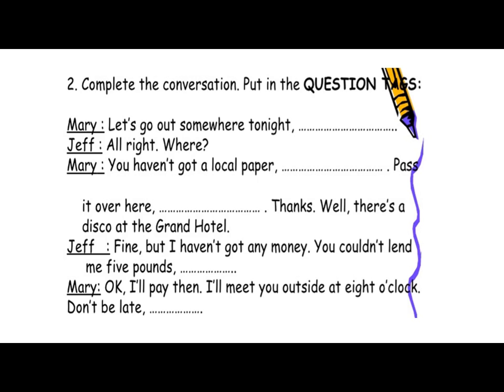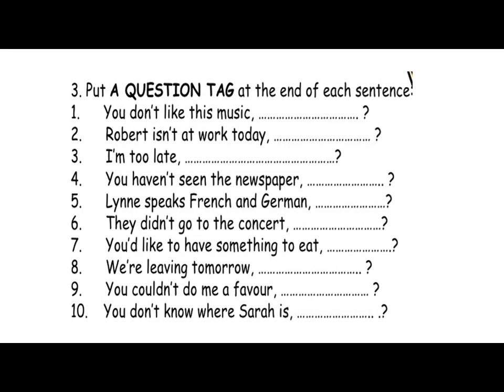Thanks. Well, there's a disco at the Grand Hotel. Jeff, fine, but I haven't got any money. You couldn't lend me £5. Question tag. Mary, okay, I will pay then. I will meet you outside at 8 o'clock. Don't be late. Question tag you have to fill.